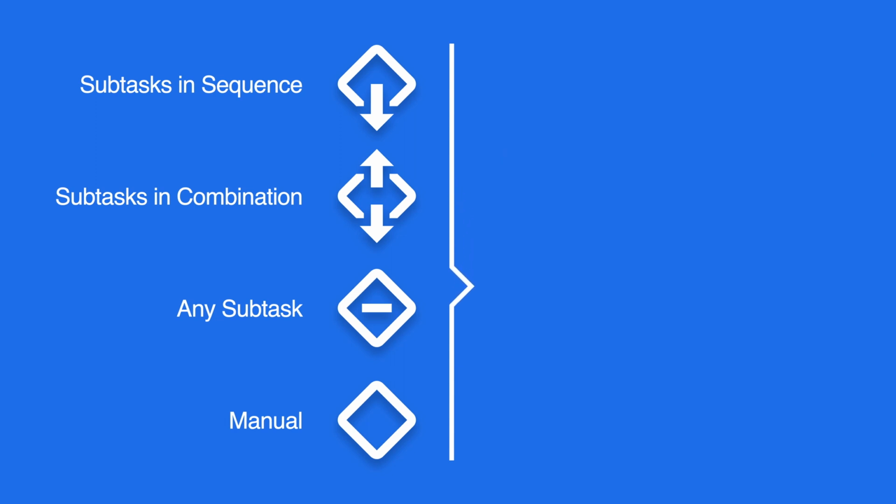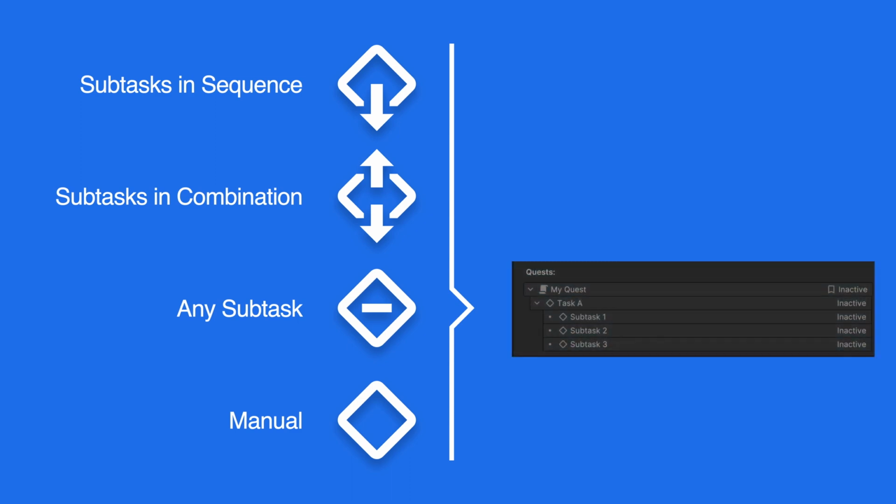The Any Subtask option, as its name suggests, requires the player to only finish one subtask in order to consider the task as completed. Abandoning or failing a subtask won't automatically finish the task unless all subtasks are abandoned or failed. This type of task is useful when creating branching narratives, where the player is expected to choose between two or more choices, and the path diverts from there.